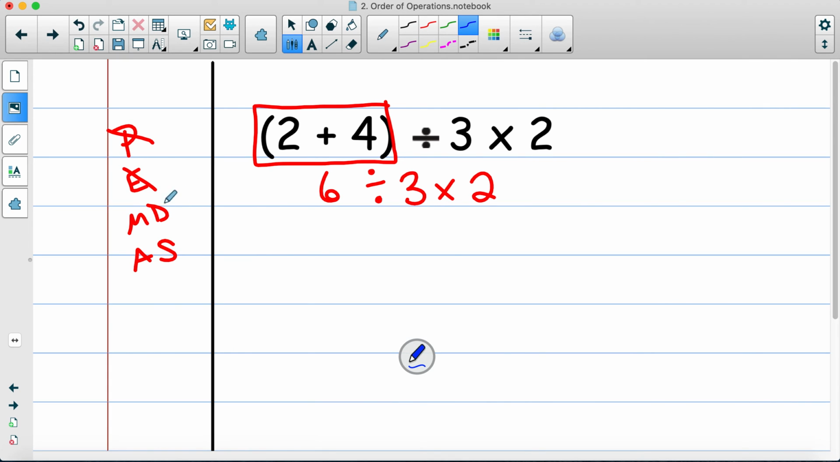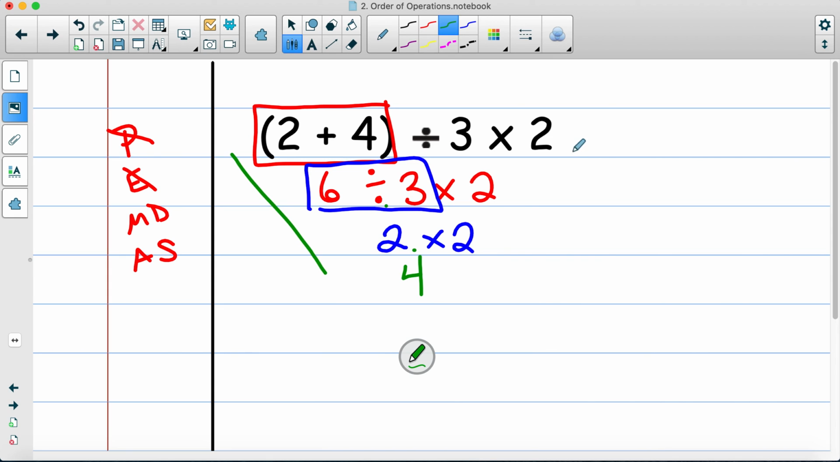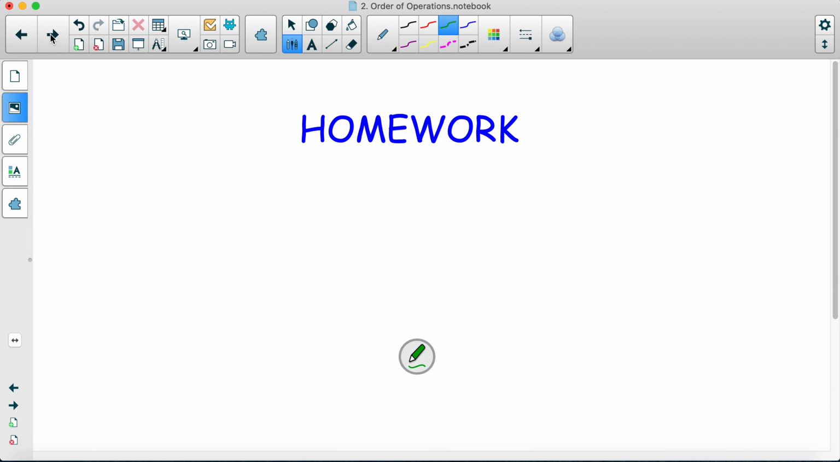Multiply or divide, whichever comes first. And in this case, the dividing comes first. So I'm going to do that first. 6 divided by 3 is 2. Bring down everything else. Oh, there's another multiplication. 2 times 2 is 4. So you will notice I have each of these steps. You don't have to draw these lines, but they will make a little going down your paper. Go ahead and give your homework a try.